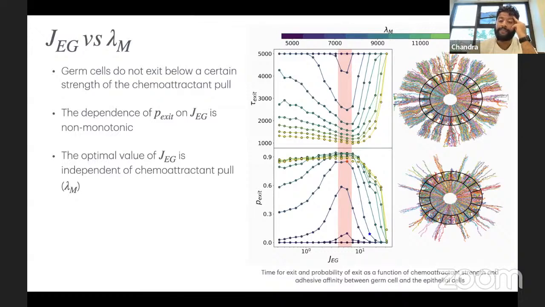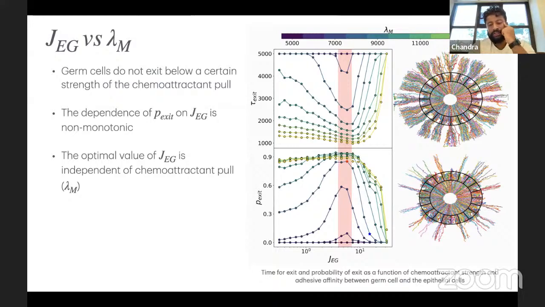On the other hand, when it is very, very strong, they exit with very high probability throughout, almost independent of the additive affinity between the germ cell and the epithelial cell. But for a lot of intermediate values, it's very non-monotonic and has a very clear peak. There is an optimal value of the additive affinity between the epithelial and the germ cell at which you see the maximum P exit, which also corresponds to the regime with the shortest time for exit.